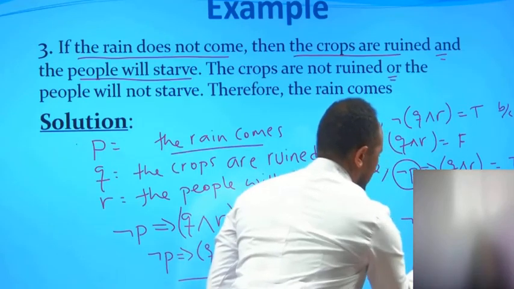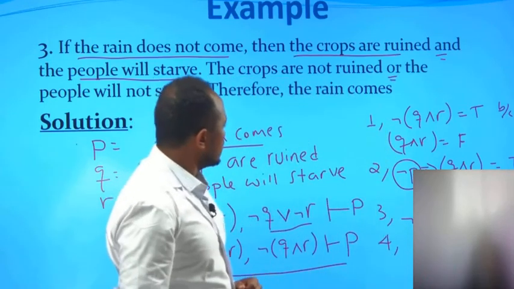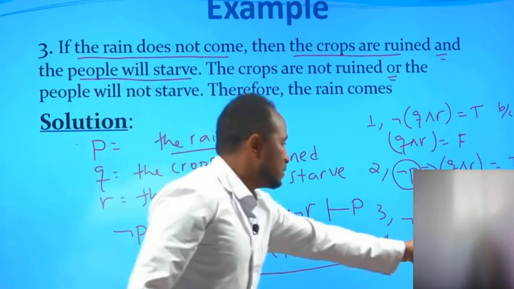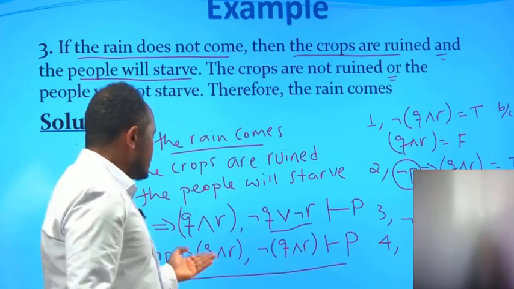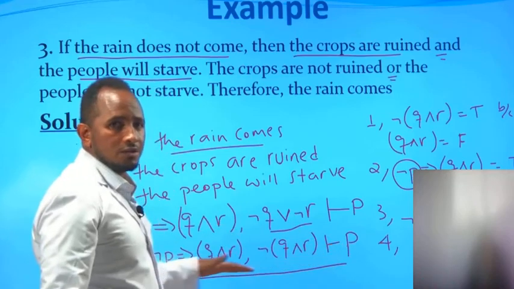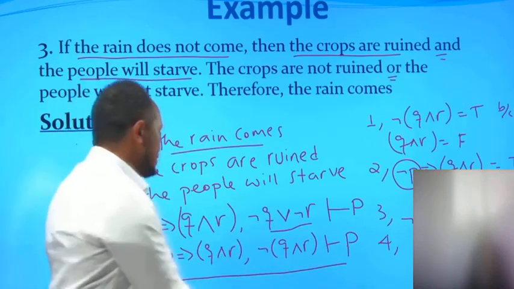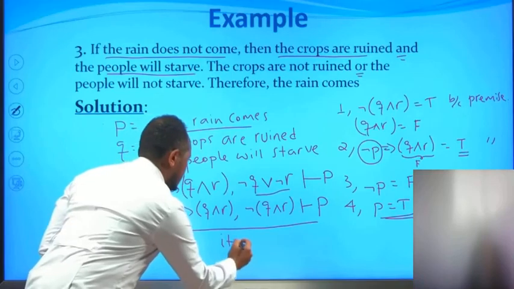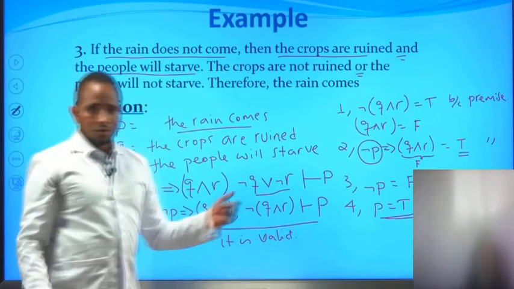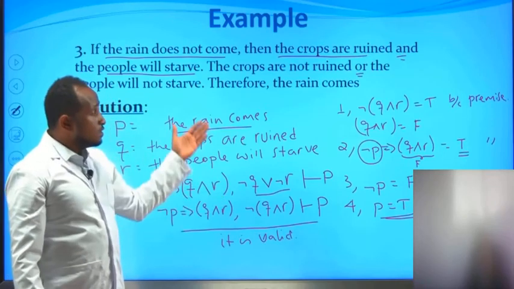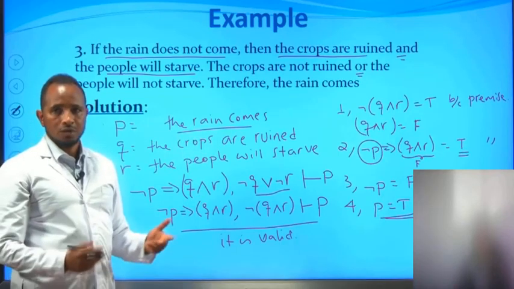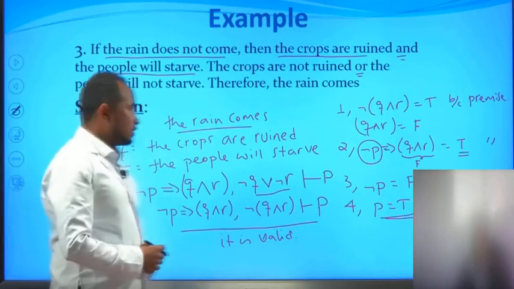So what's our conclusion? Our conclusion here is P. So the conclusion P is true. Therefore, assuming the premises true, we arrive at the conclusion to be true. Therefore, this argument is valid. Please students, try to check the validity of this argument using a truth table. So let's proceed to the other part.